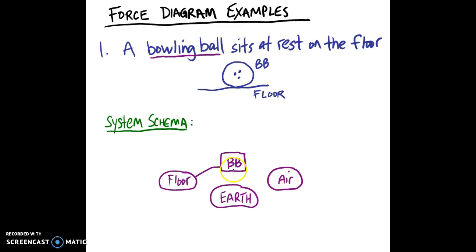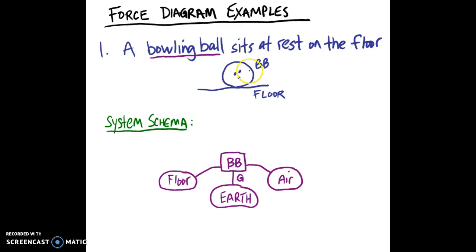It's not in contact with the whole mass of the Earth, but it interacts with the whole mass of the Earth, and that's the gravitational force, so we'll just get that in. That will always be there for all objects in all normal situations. And there's air touching the bowling ball, so let's think about possible interactions between the bowling ball and the air.